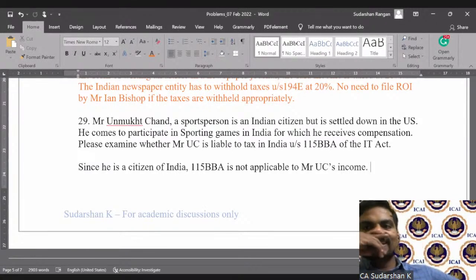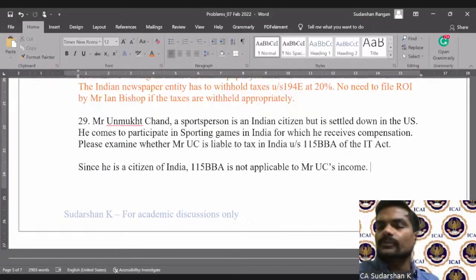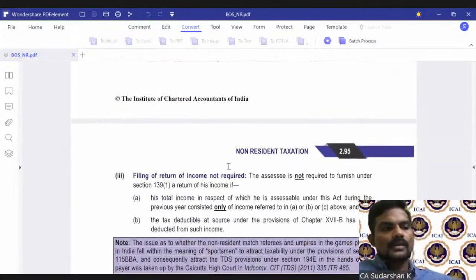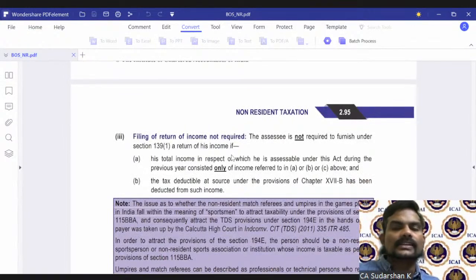It becomes a fee for professional or technical services, because professional services may also include, this is again a question mark, whether sports is a profession, but assuming it is, taking a very conservative view, one can say section 195 will attract, or one can even say it is not taxable, being another income. Anyway, the point I wanted to drive home is that 115 BBA is not applicable, because in order to attract 115 BBA, he should be a non-resident and should not be a citizen of India. And again, as I mentioned to you, if TDS is deducted.